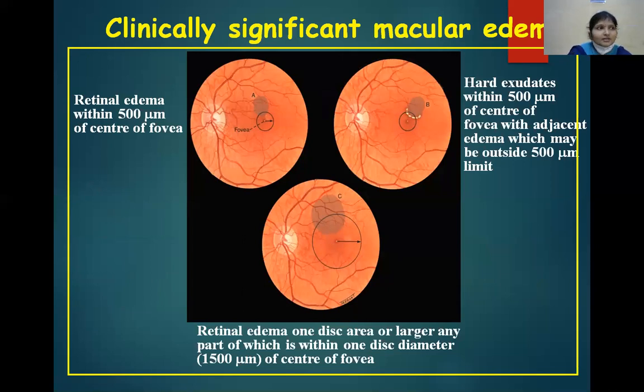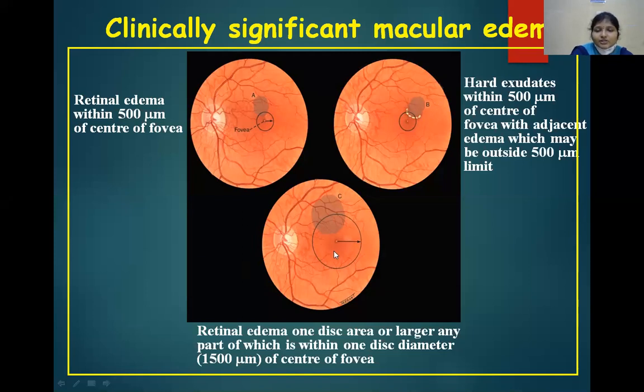So what is this CSME? It occurs in 3 conditions. When the retinal edema, so this grayish spot is retinal edema, if retinal edema is present within 500 micrometers of the center of the fovea, then it is called CSME. Or when the hard exudates are present within 500 microns of the fovea and adjacent retinal thickening must be present. Even if this adjacent retinal thickening is outside the limit of 500 microns, if hard exudates are present within the 500 micron limit, then it comes under CSME.